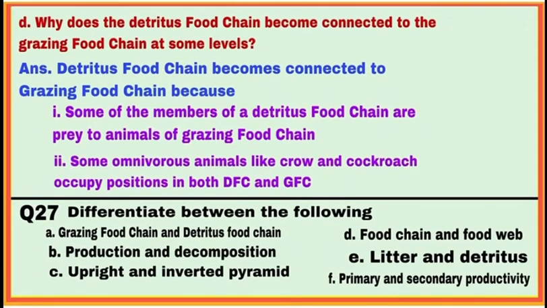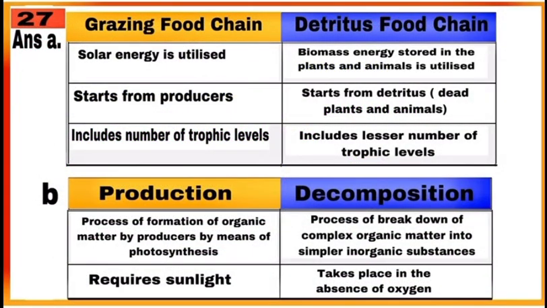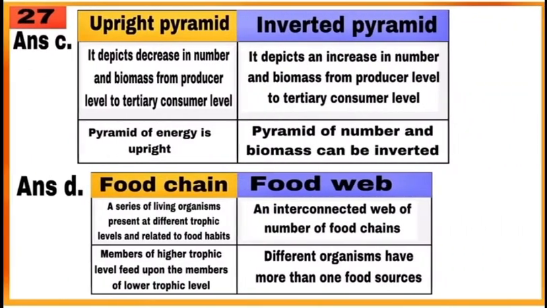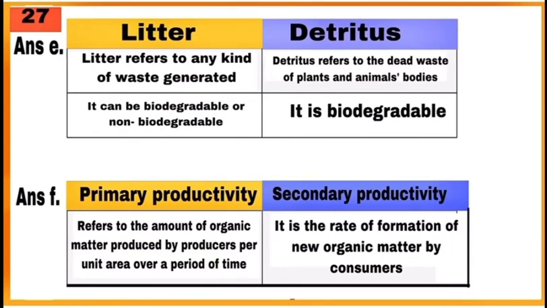Next is question number 27. You have to differentiate between different terminologies used in the chapter. Differences between A. Grazing food chain and detritus food chain, B. Production and decomposition, C. Upright pyramid and inverted pyramid, D. Food chain and food web, E. Litter and detritus, and F. Primary productivity and secondary productivity.